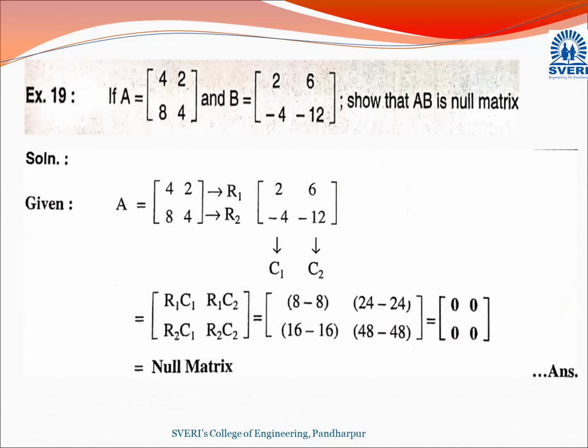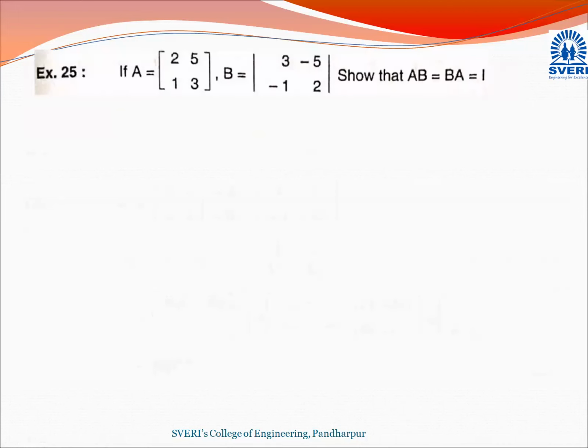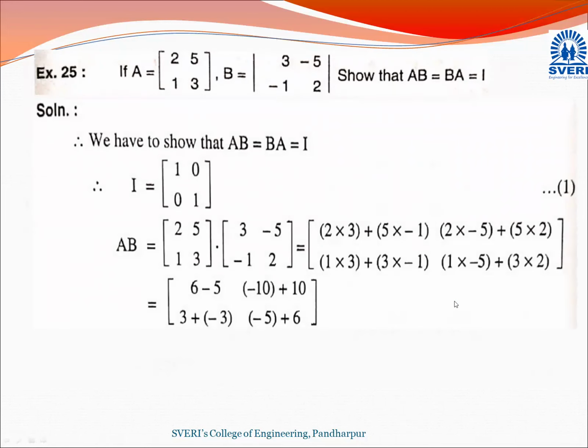Here one more example. Now in this example, we have to show that AB is equal to BA, which is equal to the identity matrix. A and B are given, and the identity matrix with the same order. So look at that. A is equal to [2, 5, 1, 3]. B is equal to [3 minus 5 minus 1, 2]. Taking multiplication of these two matrices, first we are multiplying A and B, and later on B and A.